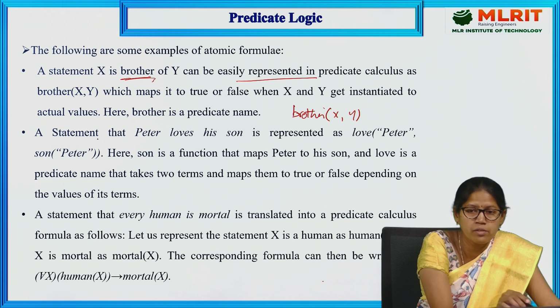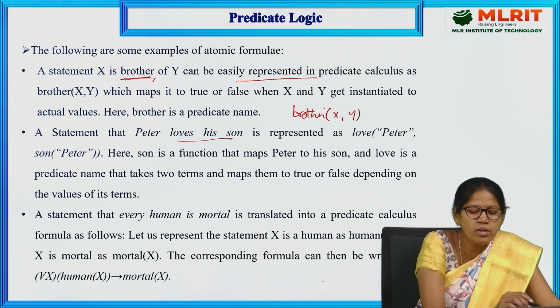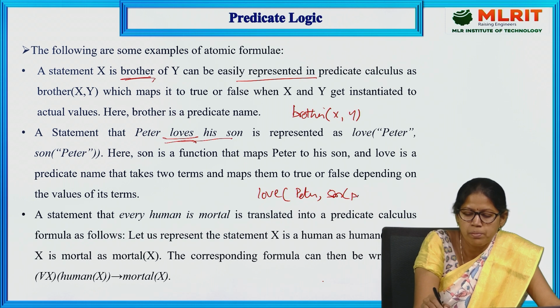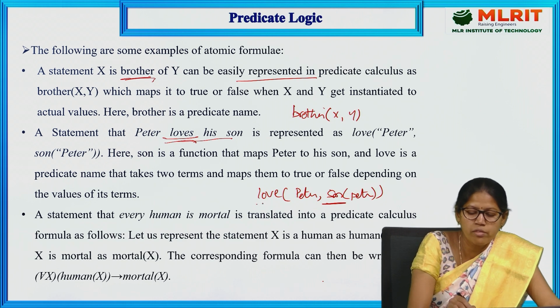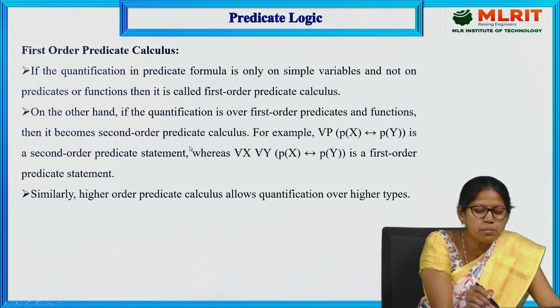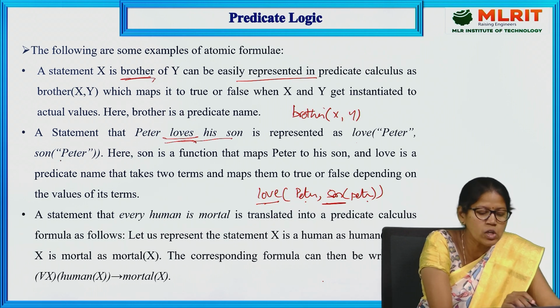Next, let's see another function example. A statement that Peter loves his son. How will we write it? Love is a predicate, love Peter comma son of Peter. Here son is the function, so love is the predicate and Peter loves Peter's son. Look here: the statement that Peter loves his son is represented as love Peter comma son of Peter. Son is a function.